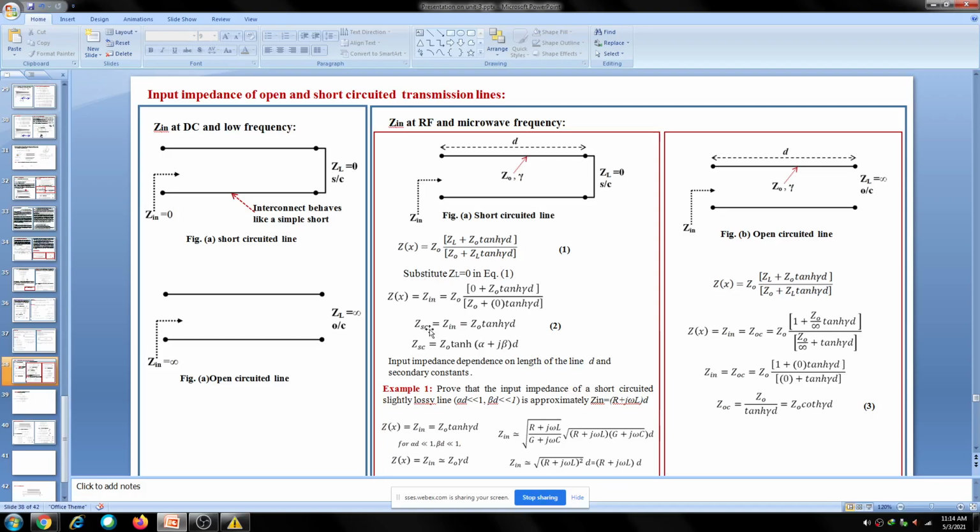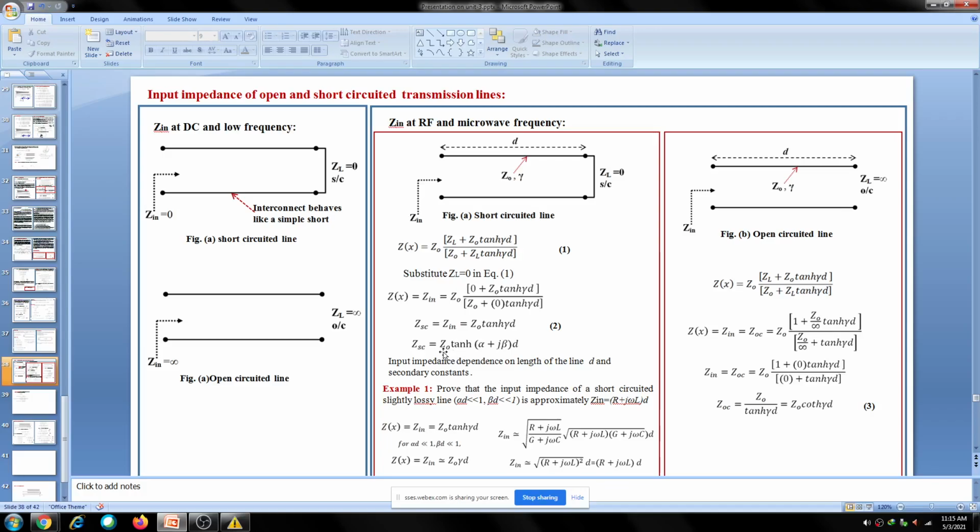SC means short circuited line. This is the input impedance of a short circuited line. So looking in this direction, if you measure the impedance, it is not equal to 0, because it is shorted like a low and DC signal. It is equal to Z0 tan hyperbolic gamma d. It depends upon the value of d, the length of the line, and the secondary constants Z0 and gamma.